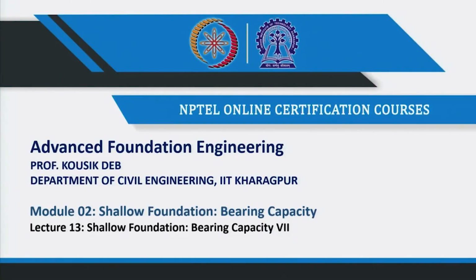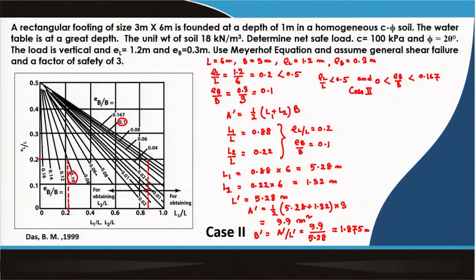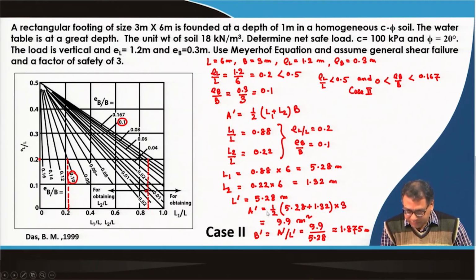So, last class I was solving one particular problem on two-way eccentricity, and I determined the effective length and width of the foundation. Now, today I will solve the remaining part of that problem. The problem was that a foundation of width 3 meter and length 6 meter was placed at a depth of 1 meter from the ground, and the EL value is 1.2 meter and EB value is 0.3 meter, and I have determined the effective length, which is 5.28 meter, and effective width, which is 1.875 meter. Original length was 6 meter and original width was 3 meter.